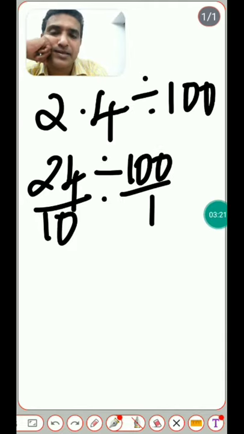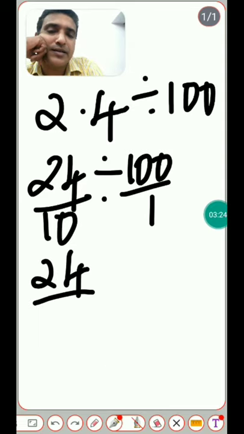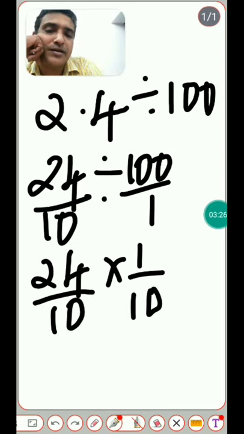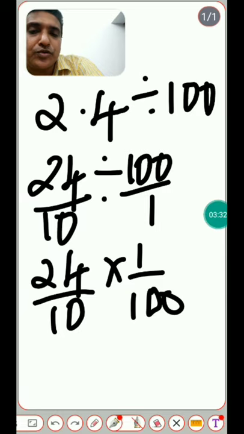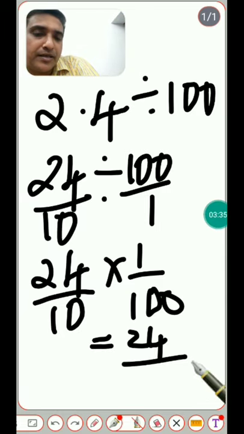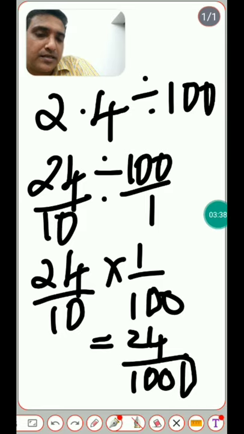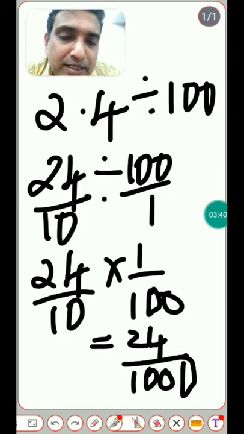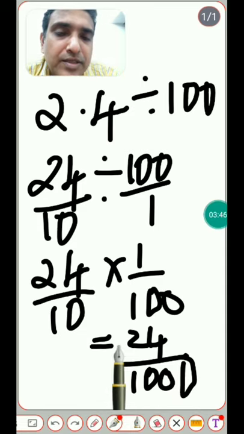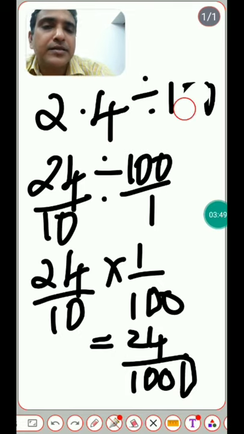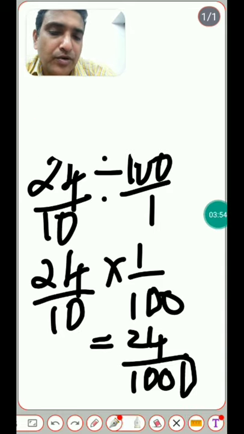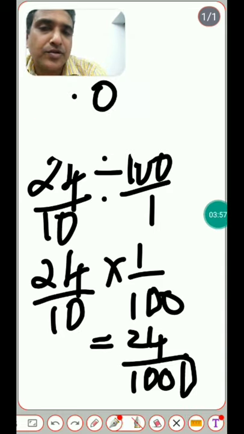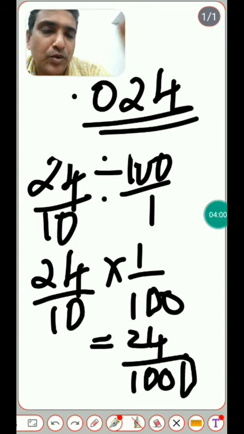2.4 can be written as 24 by 10, divided by 100 by 1. So 24 by 10 into 1 by 100. The denominators are 10 and 100. So 24 into 1, that is 24 by 10 into 100, which is 1000. Now 24 by 1000, you have to shift 3 decimal places, that is 1, 2, 3. So you write 0.024, since it is 1000 here.